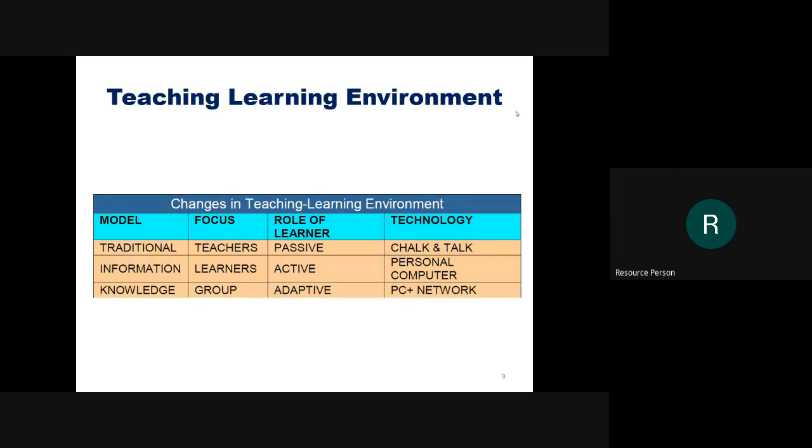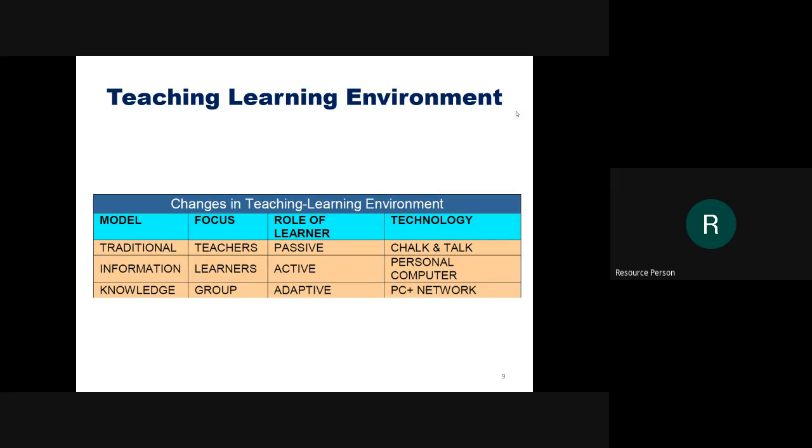So the only possibility was to see what is written on the board at that point in time, and then it was gone. That was the traditional model. But then the changes happened, and it is changing from the traditional model to the information model. In an information model, the focus is not on the teacher, but on the learners, and the role of learner changes from passive to active.